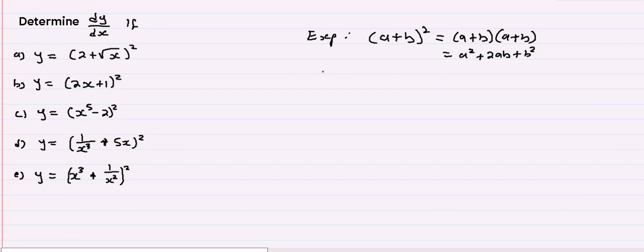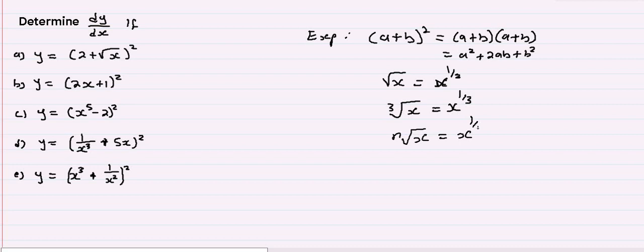Number 2 is if you are given the square root. We know that the square root of x is the same as x exponent 1 over 2. If it's the cube root of x, this is the same as x exponent 1 over 3. If it's the nth root of x, this is the same as x exponent 1 over n. So you simplify the roots like this, then after that you apply the rules.